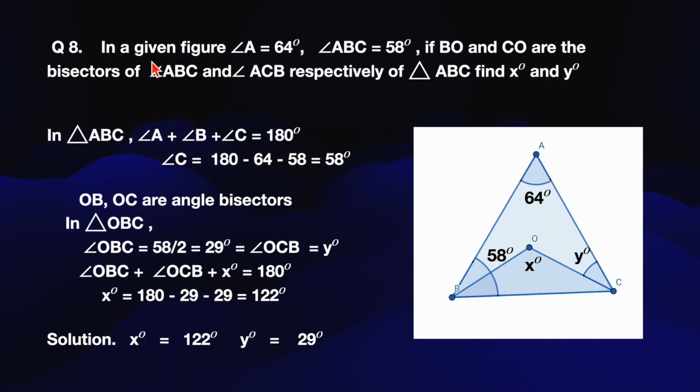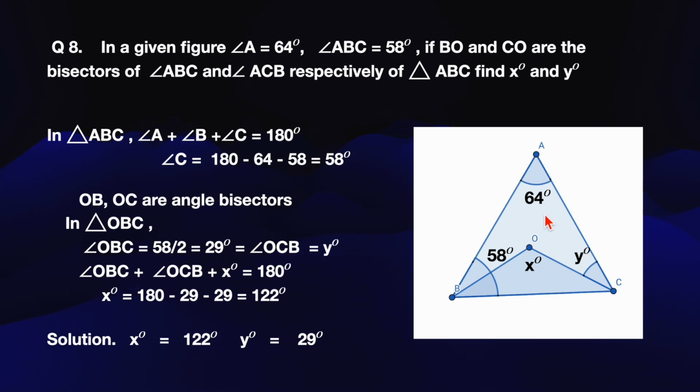Question 8. In the given figure, angle A is equal to 64, angle ABC is 58, so this whole angle is 58. If BO and CO are the bisectors of angle ABC and angle ACB respectively of triangle ABC, find x and y. Here they have given this triangle ABC. They have given this angle A as 64, this whole angle B as 58. They are asking us to find x and y.